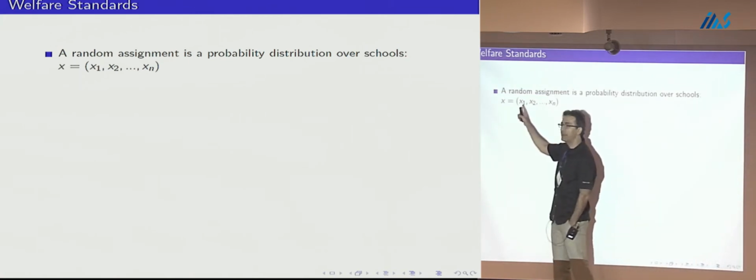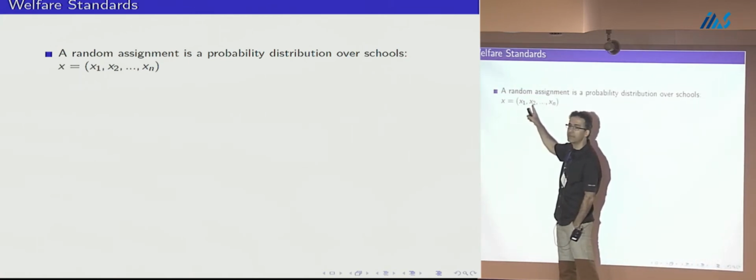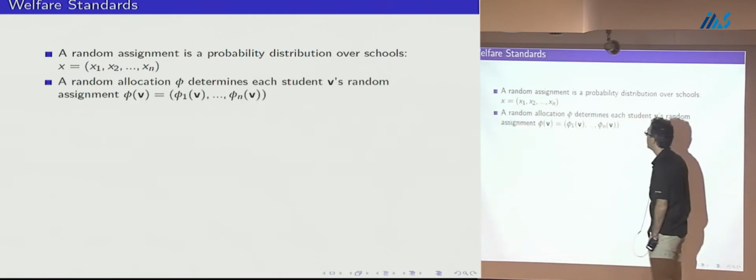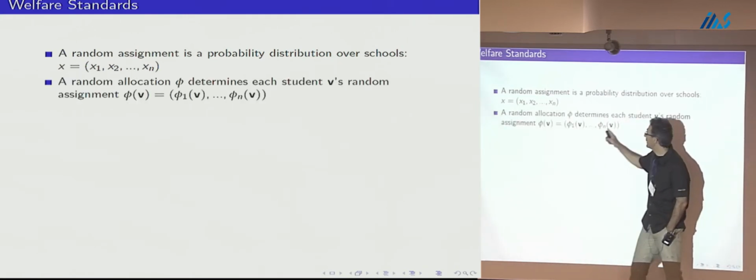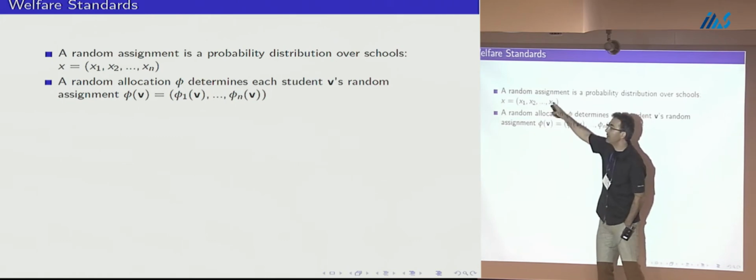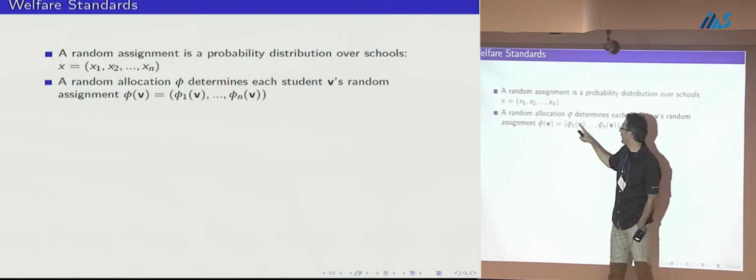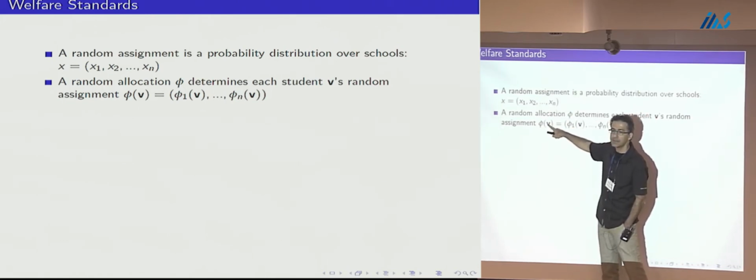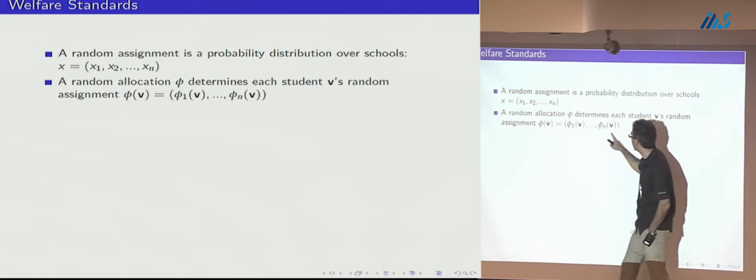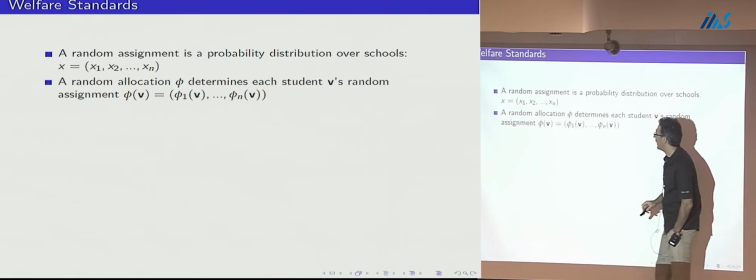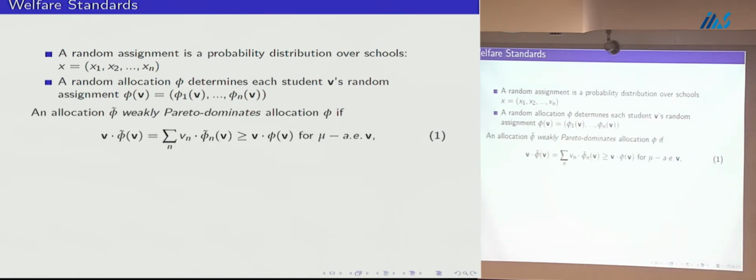That is the probability of being assigned to school 1, probability of being assigned to school 2, and so on. A random allocation is going to determine a random assignment for each student. That is student V, this is the valuation of the student. And he's going to be assigned school 1 with this probability, school N with this probability.